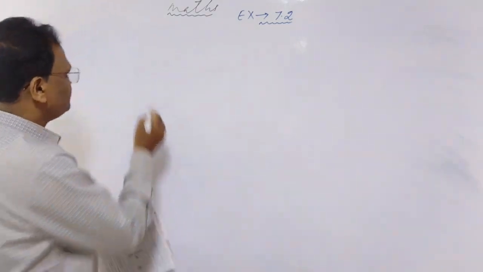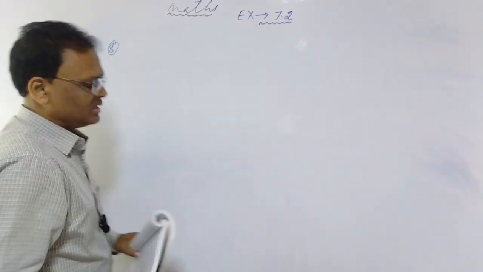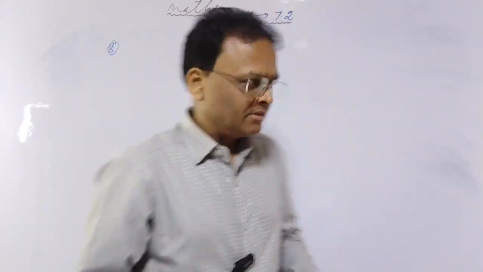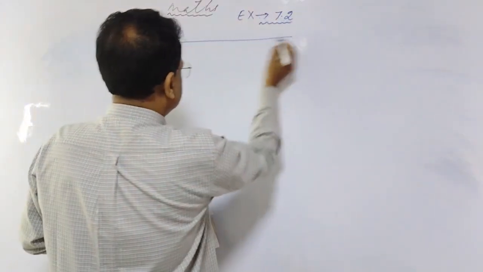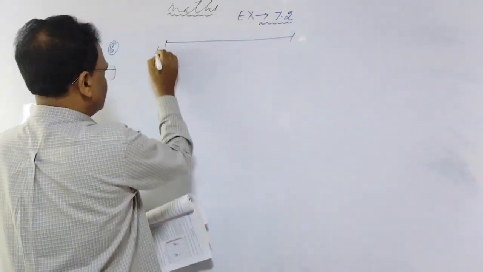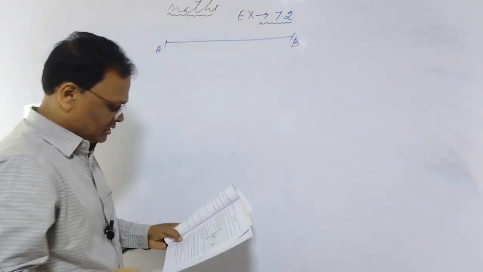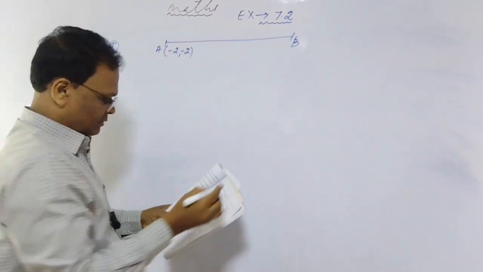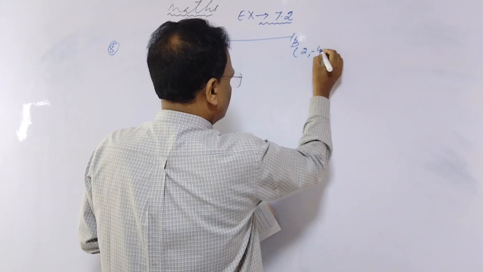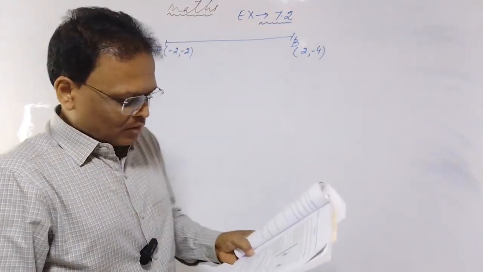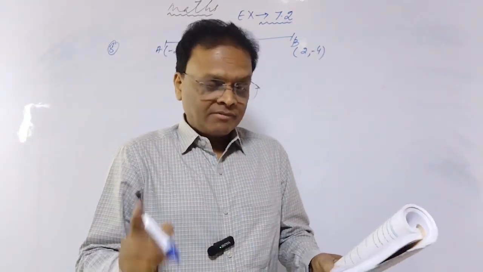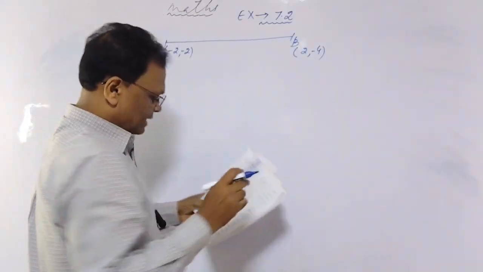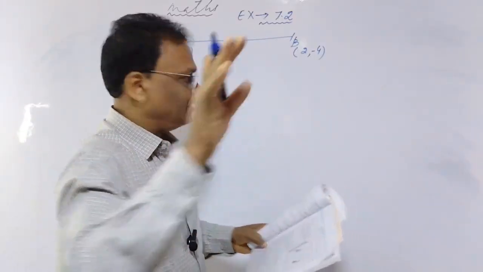Then the question number 8. What is it telling? It is telling that A and B are 2 points, and the coordinates of the 2 points are also given: -2, -2, and the second one is 2, -4. Find the coordinates of P such that AP is equal to 3 by 7 AB, and again it is telling you P lies on the line segment AB.